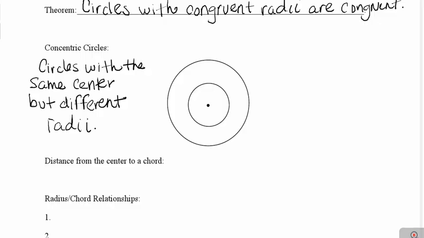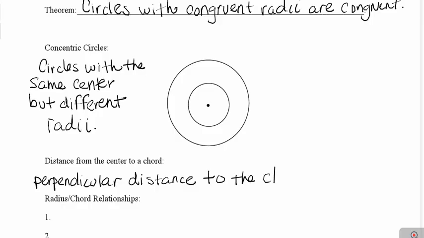Now, the distance from the center of a circle to a chord is always referring to the perpendicular segment, since that is always the shortest distance. So the distance from the center to a chord is always referring to the perpendicular segment. So it's that perpendicular distance to the chord, from the center point to the chord.